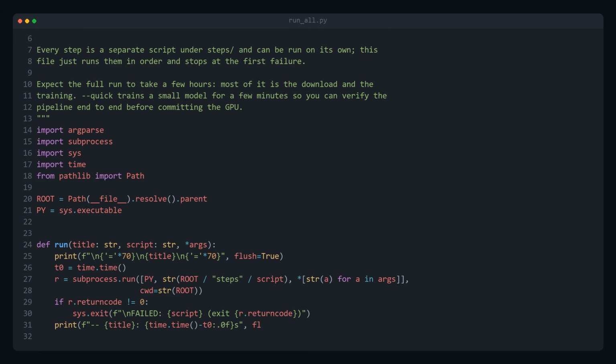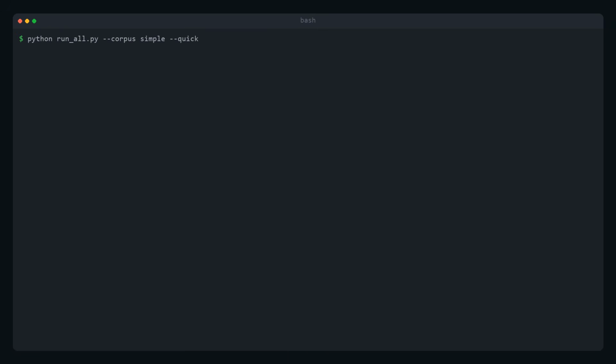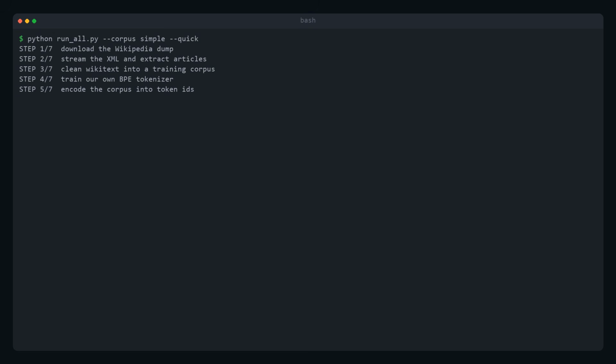And separately about the tests. There are 10 and they check not imports but the claims I made in this video. That the tokenizer is reversible. That cleaning removes markup. That the initial loss equals the logarithm of the vocabulary. That the network can overfit one batch. And that attention cannot see the future. If you change the code and break something, the tests will catch it.